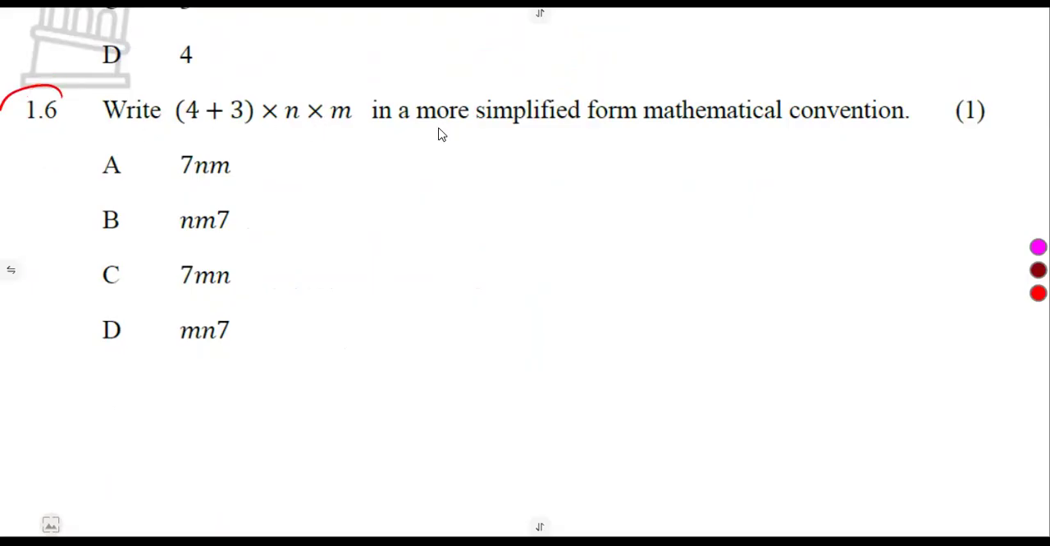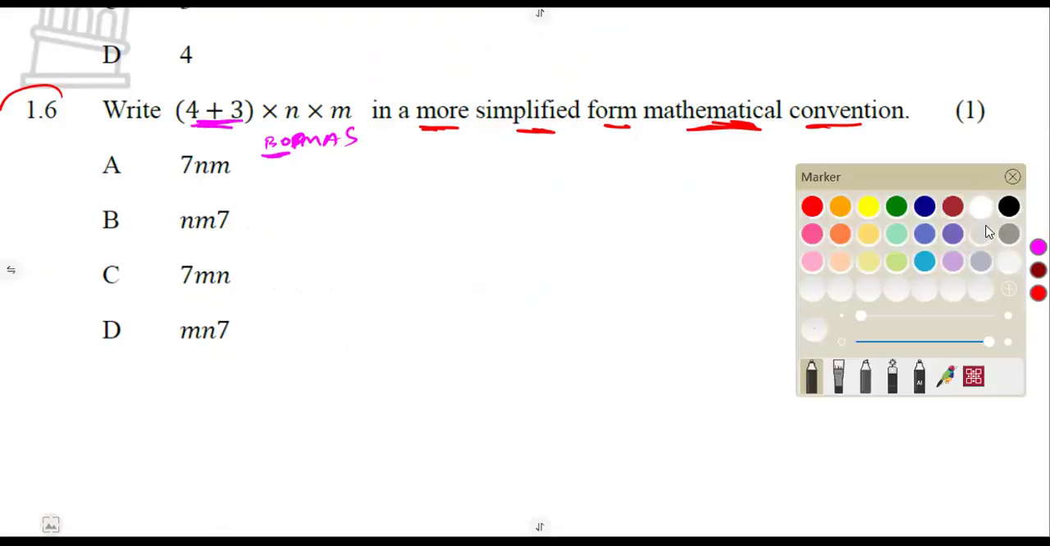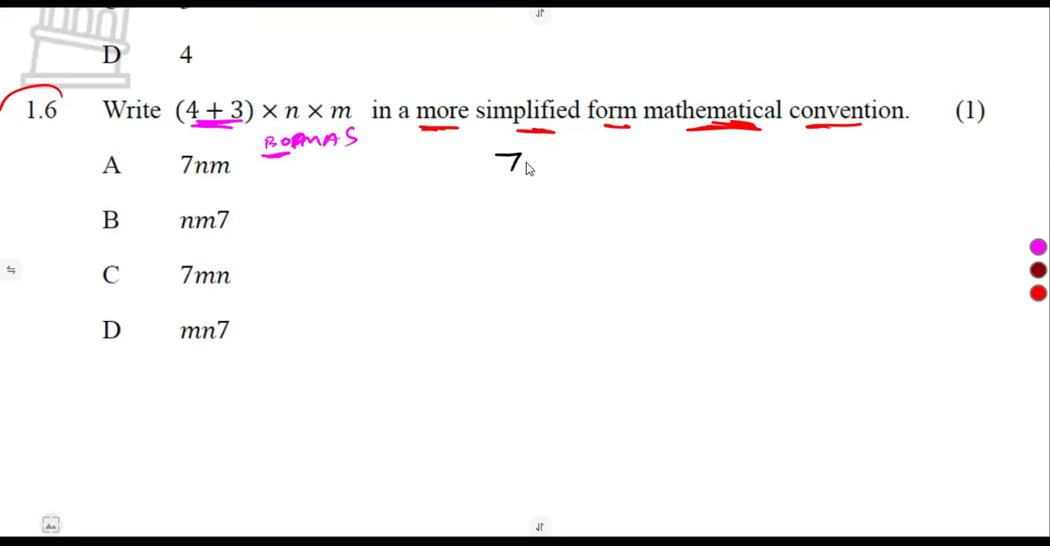write this part in a more simplified form, mathematical conversion. More simplified. Guys, we are going to simplify this. This is a bracket. Remember your BODMAS. Brackets off. So we've got brackets here. 4 plus 3, which is 7. So it was going to be 7 times n times m. These two gave us a 7.